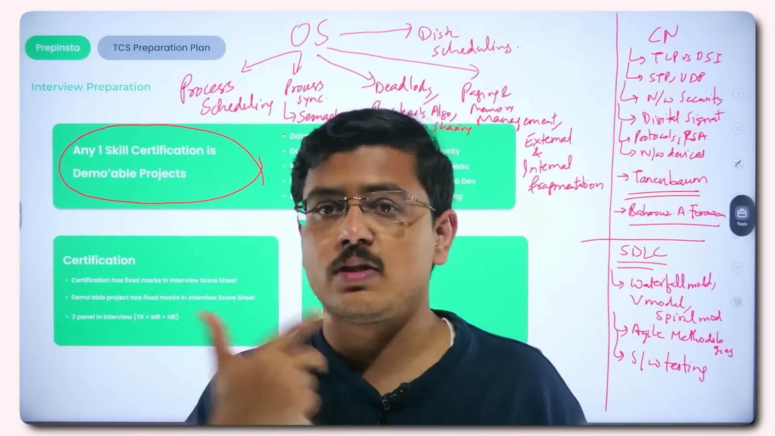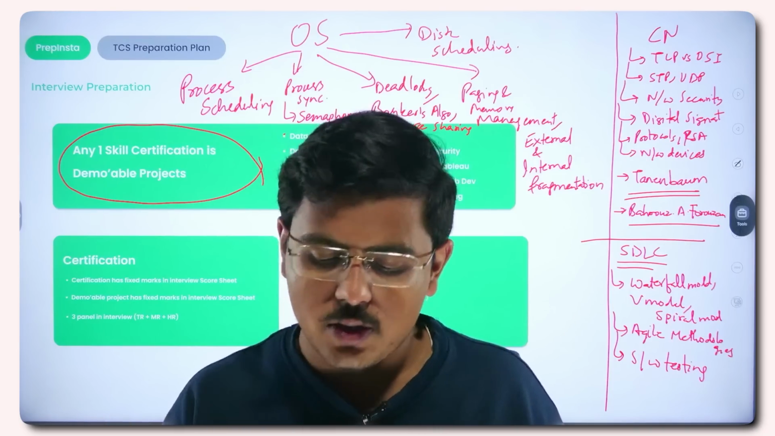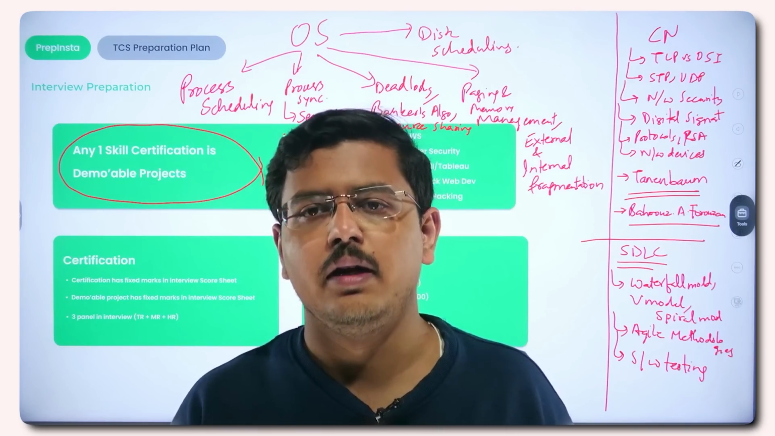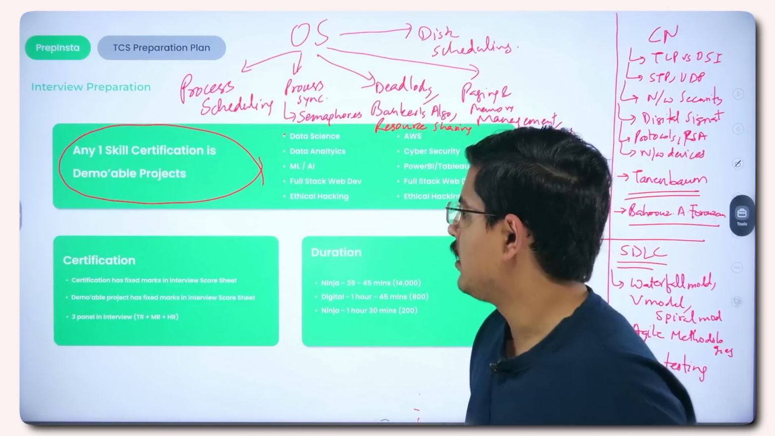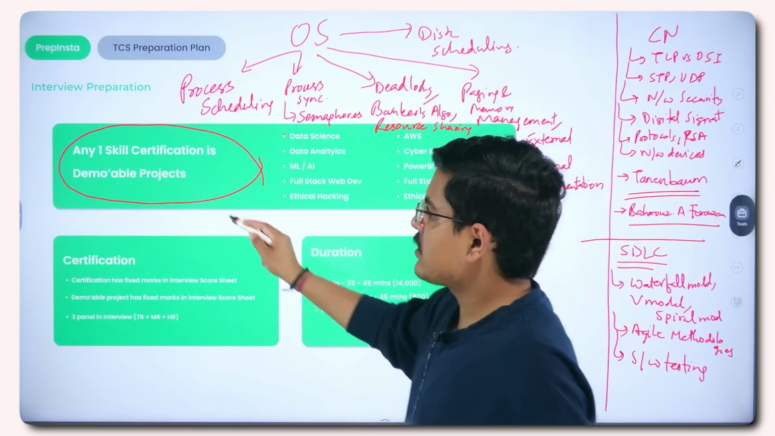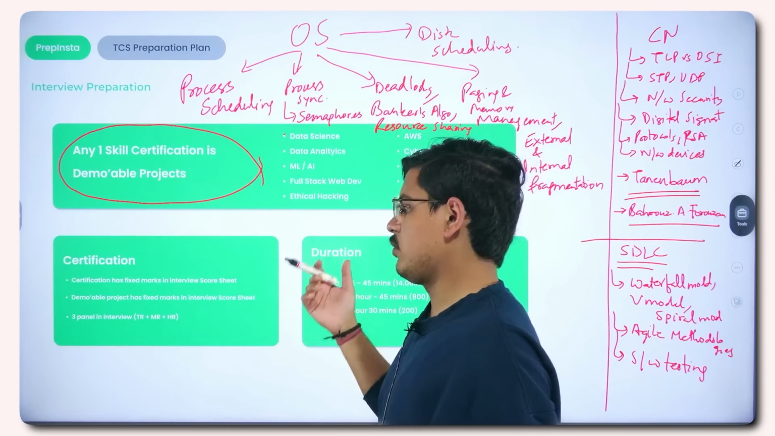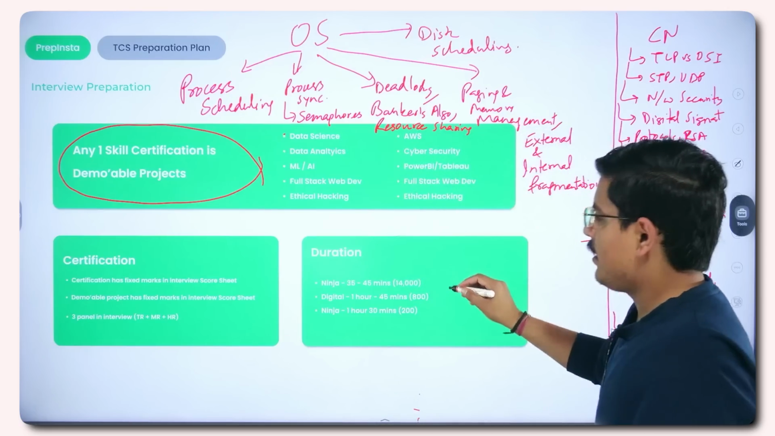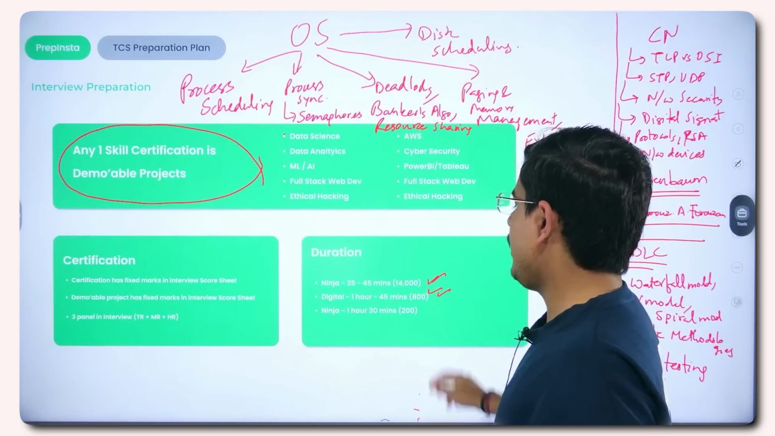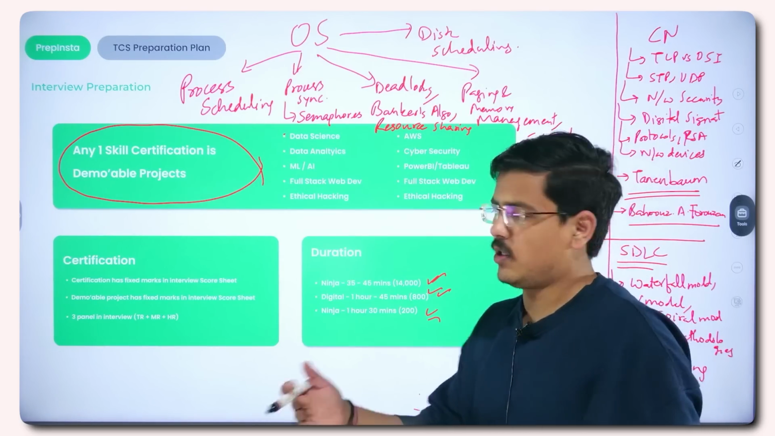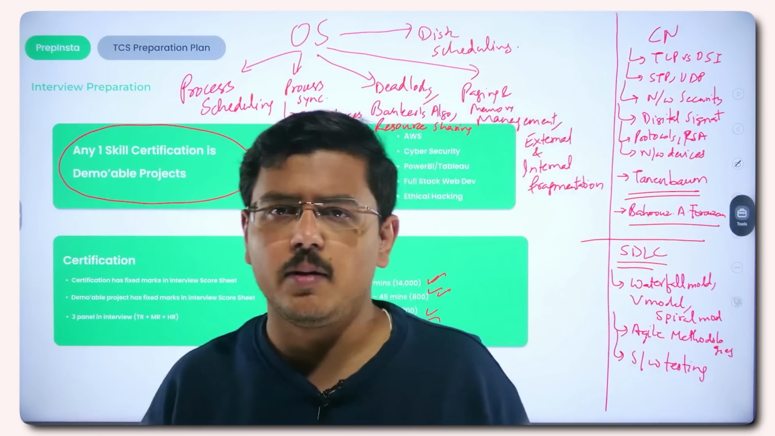Otherwise, IITs, ISROs, national labs, I've always suggested it because I myself have done an internship from a national lab, so I am a great promoter of those labs. Fine. And this has also some fixed marks in the interviewer sheet of evaluation, so that is one thing that can help you out. And generally in Ninja you have 45 minutes, in Digital you have 1 hour, and in Prime you have 1 hour 30 minutes of interview. That is general duration. So that is pretty much about the selection, and that is pretty much about the preparation plan.